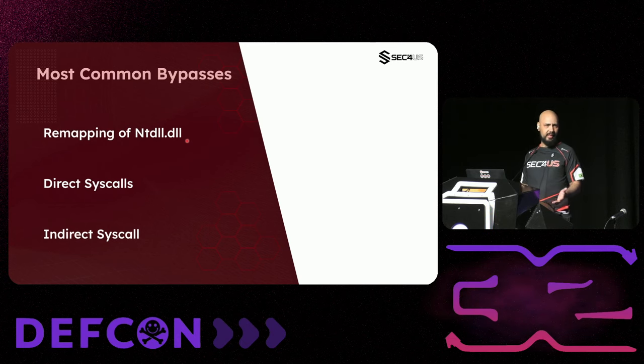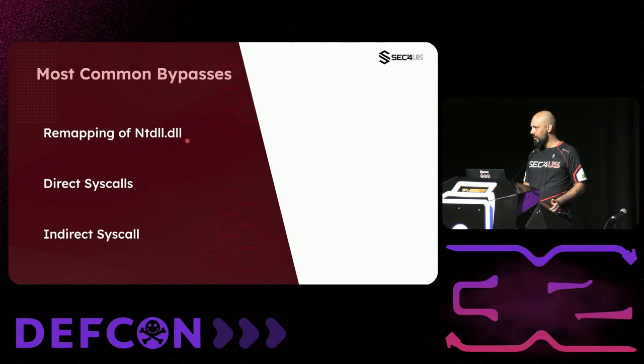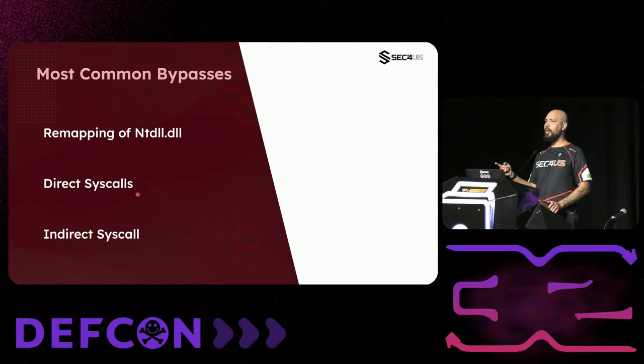Ntdll from the disk or from another memory area. It seems to be malicious in most cases. Another technique is direct syscall, where instead of going through Ntdll, I get the system service number and execute the system call inside of my process. This sounds malicious again, because the system call was not coming from the Ntdll memory address space. It's coming from my application address space, okay? And EDR catches this.